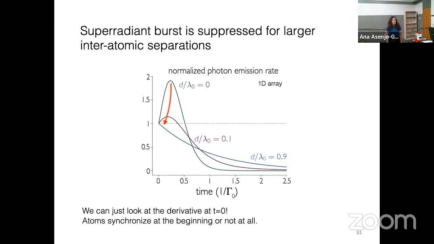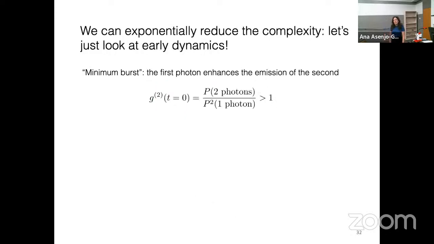No, okay. So atoms synchronize at the beginning or not at all. What that means is that we can define a minimum burst, which means the second photon is going to enhance the first. This is the bare minimum for superradiance. It doesn't mean that the burst is going to be enormous. I cannot tell you that, but I can tell you that this is the minimum requirement.